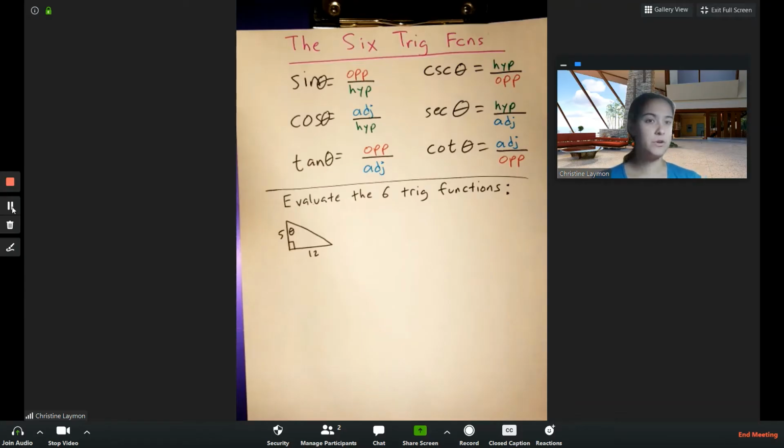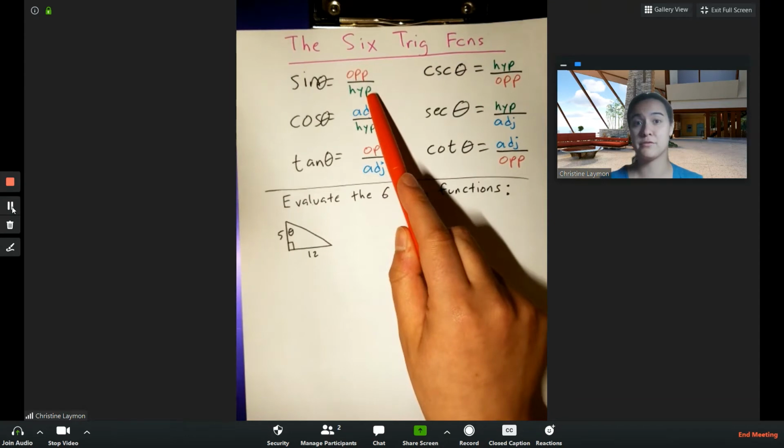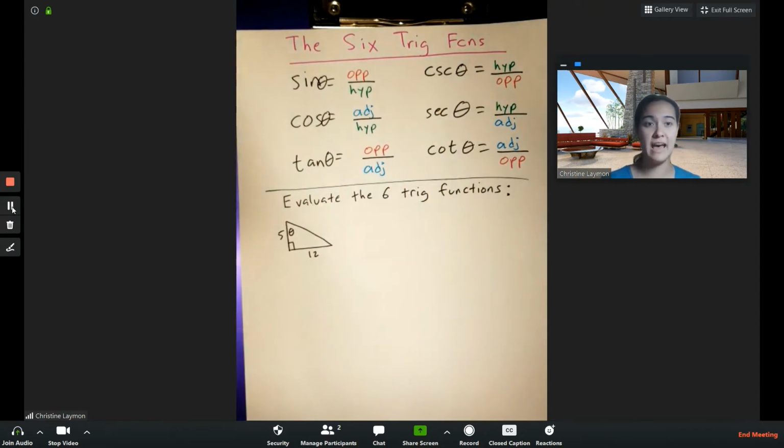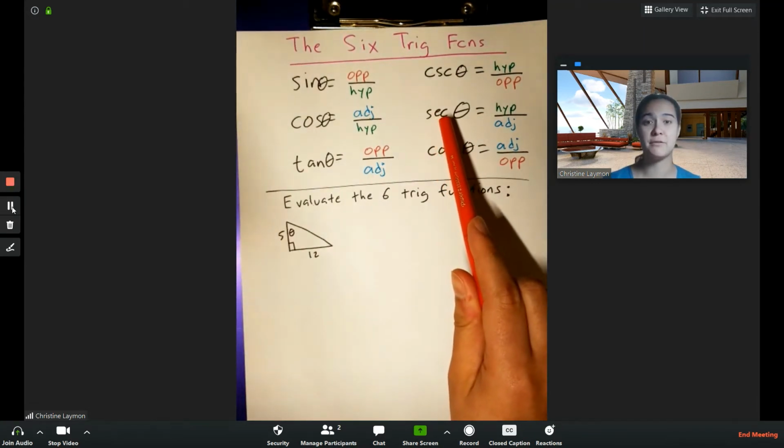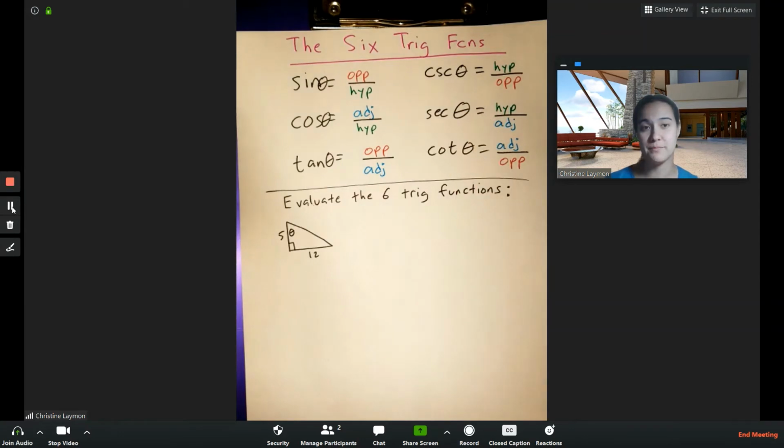Okay, so we're going to go ahead and talk about the six trig functions. So far, we've talked about sine, cosine, and tangent, but there's also three others: cosecant, secant, and cotangent. We already know that sine is opposite over hypotenuse. Well, cosecant is just that flipped upside down, hypotenuse over opposite. We already know cosine is adjacent over hypotenuse, and secant is just that flipped upside down, hypotenuse over adjacent.